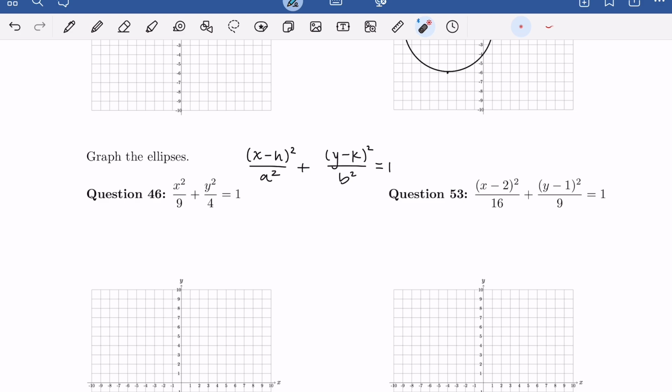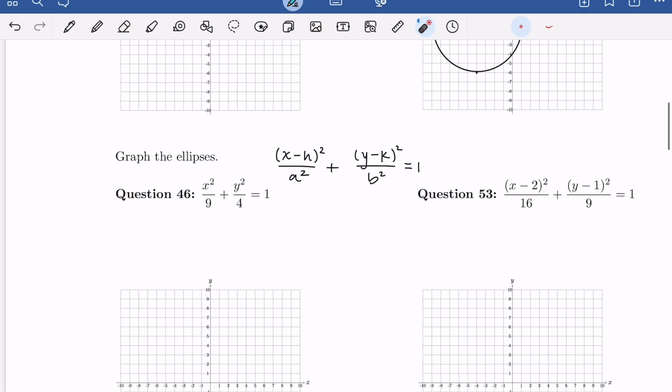Now, for the next two questions here, we're going to be graphing ellipses. Now, the standard form for an equation of an ellipse is given by this here. We're going to have x minus h squared over a squared plus y minus k squared over b squared, where our h and k here are going to be the x and y coordinates of the center of our ellipse. And this is always going to be equal to 1.